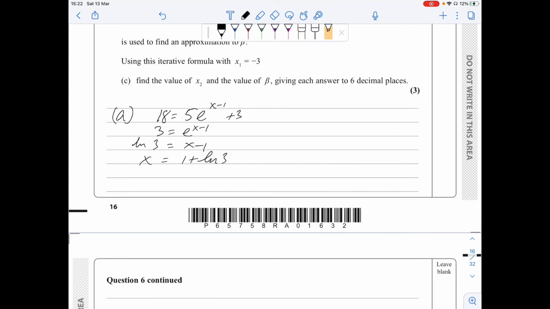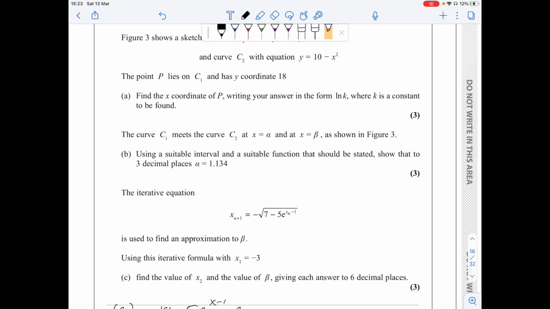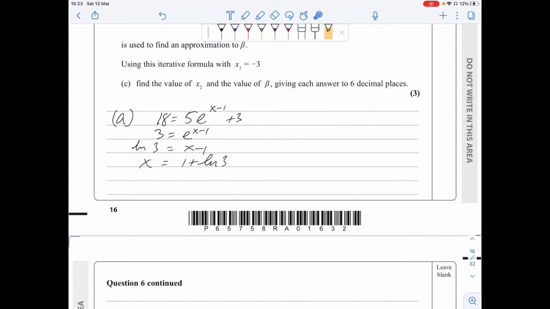Note this is a correct answer, but not in the required form. I need this to be in the form ln of k, no plus next to the ln. So to continue this, I'll just write 1 as ln of e plus ln of 3. Let's make a note of that. Note ln of e is equal to 1. So x equals ln of 3e.